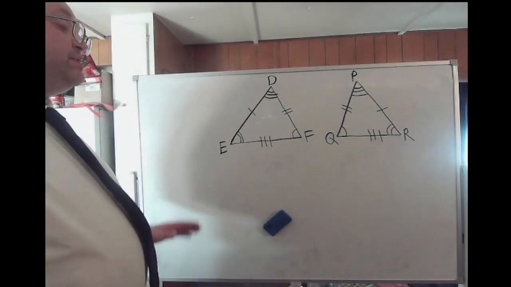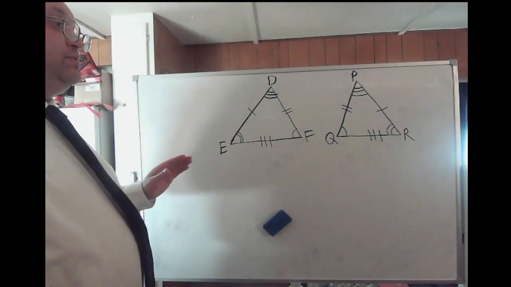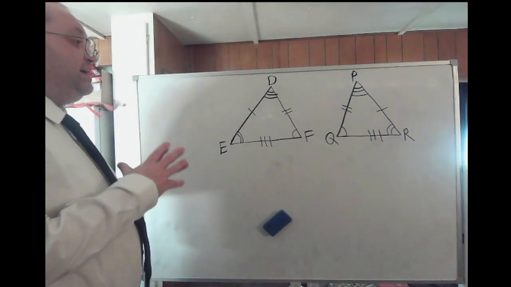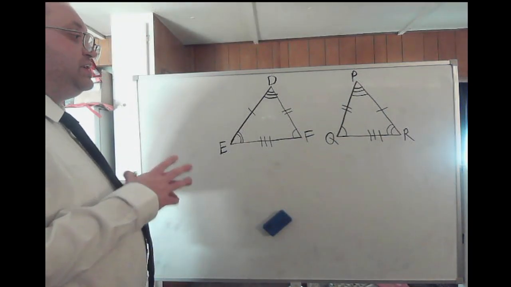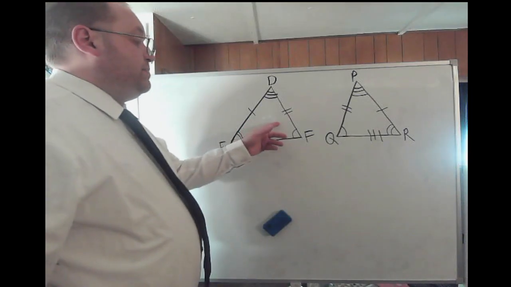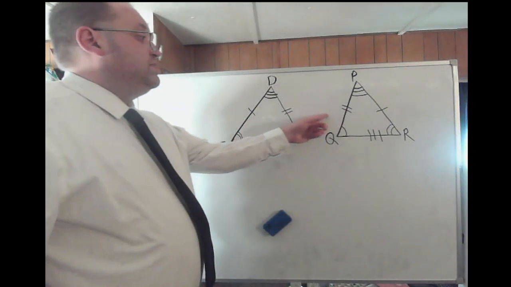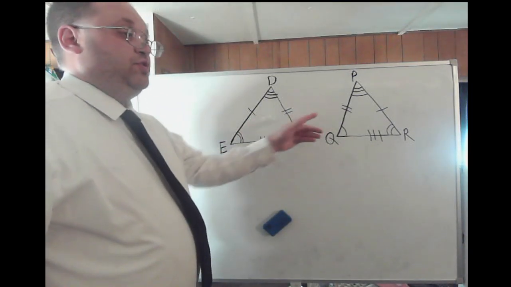So today we are going to talk about congruent triangles. When we have congruent triangles, that means that all their sides are congruent to each other and all the angles are congruent to each other.